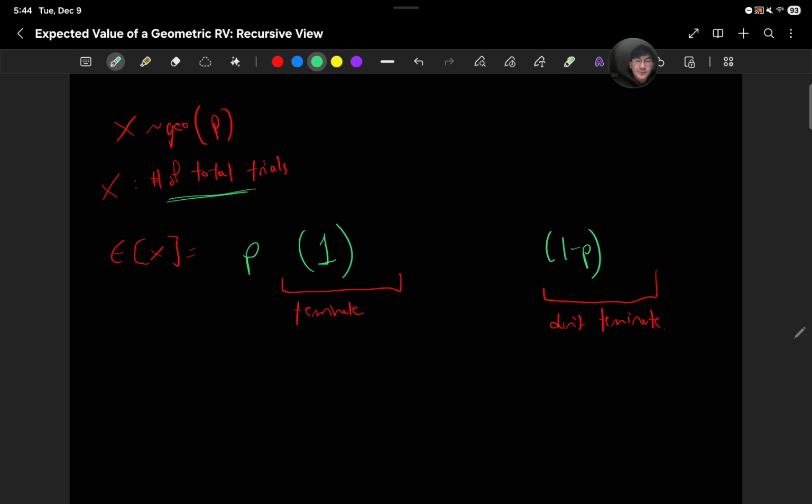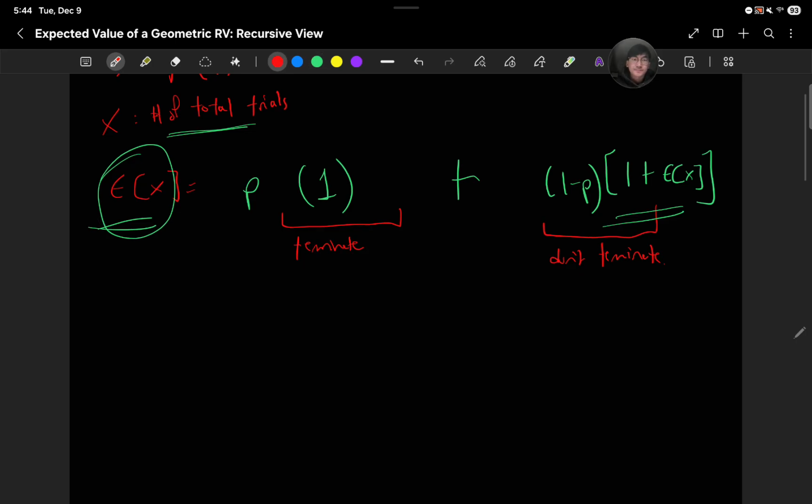And you have to count the number of trials from not terminating. From not terminating, you still have to count the current trial, the current Bernoulli trial, and then you have to compute recursively this thing again. So this is where the recursion comes in. So you have 1 plus the expected value of X, and you could think about that as the outcome. And then you add that.